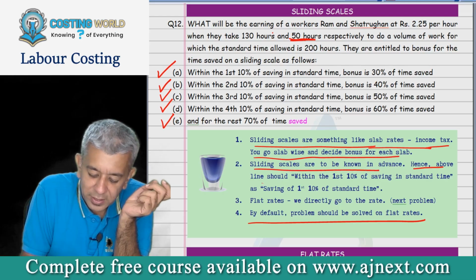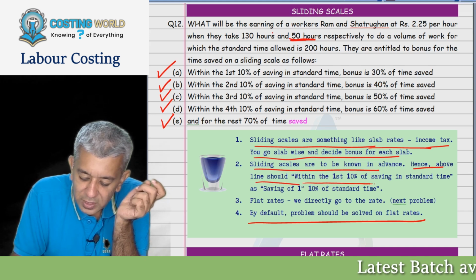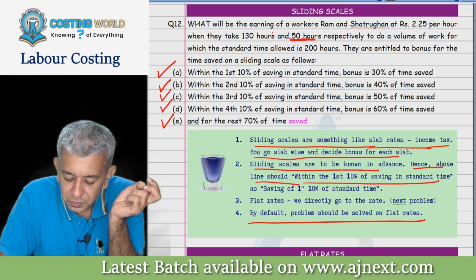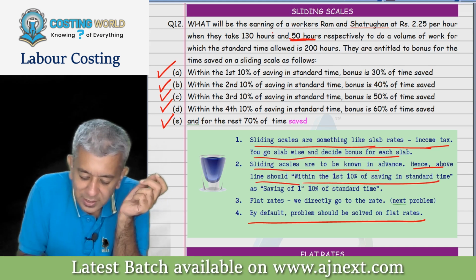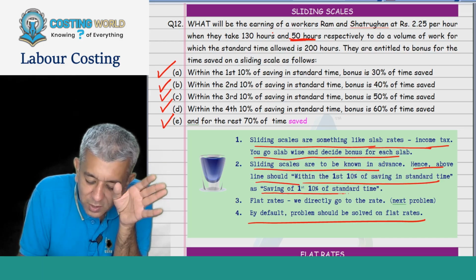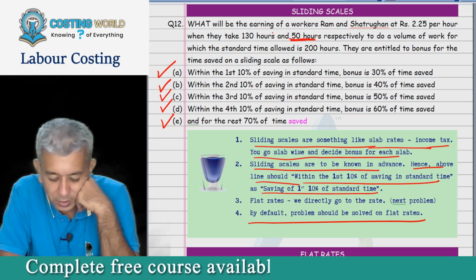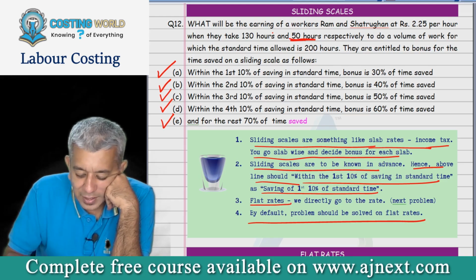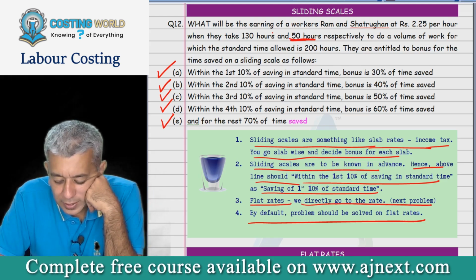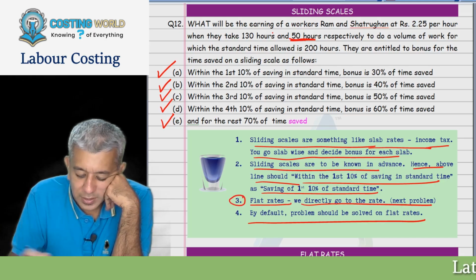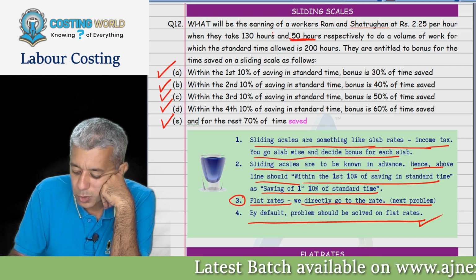Hence, the above line should be within the first 10% of saving in standard time should be interpreted as saving of first 10% in standard time. Flat rates, as we directly go to the rate, that you all will see in the next question. By default, problem should be solved based upon flat rates.